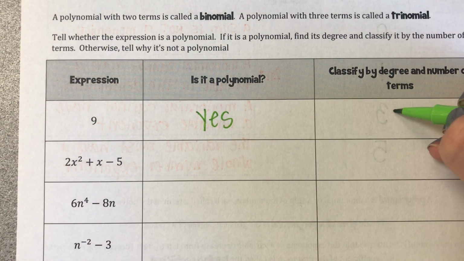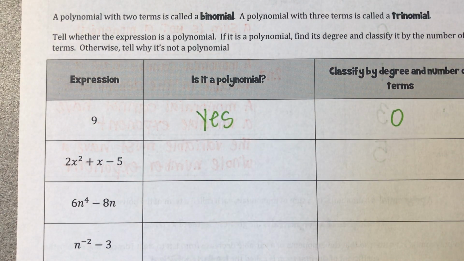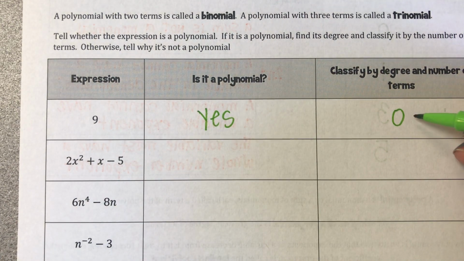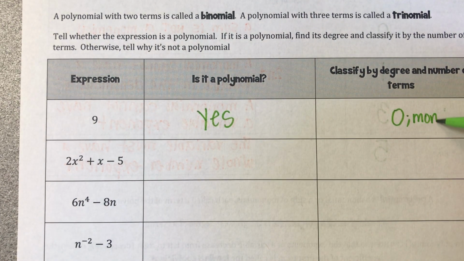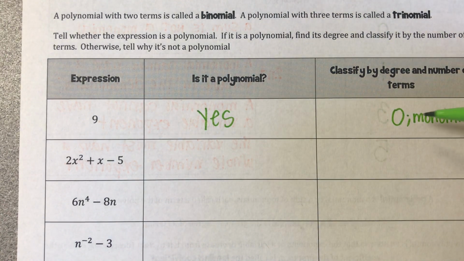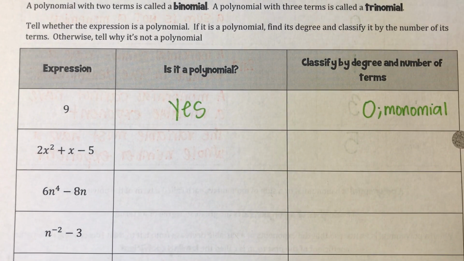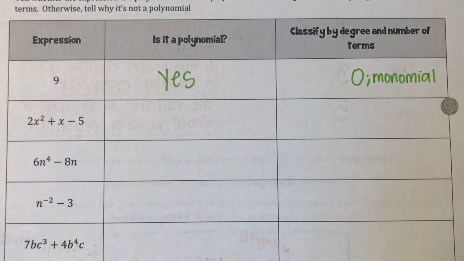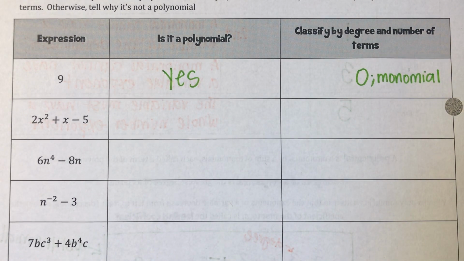So the degree is just 0, right? And then we have to also classify it, so that's a monomial. Right, it's one term. It has a degree of 0 because there's no variable with an exponent on it.